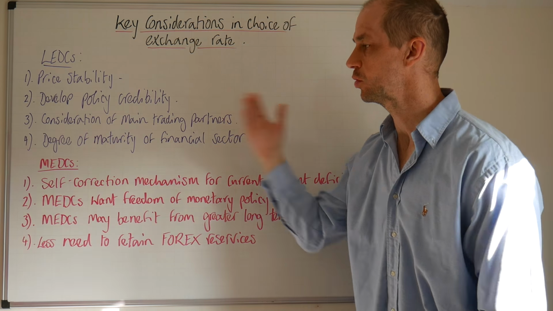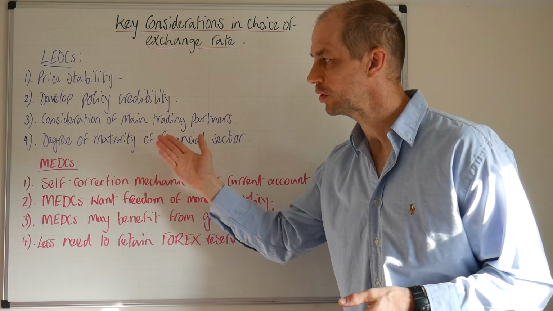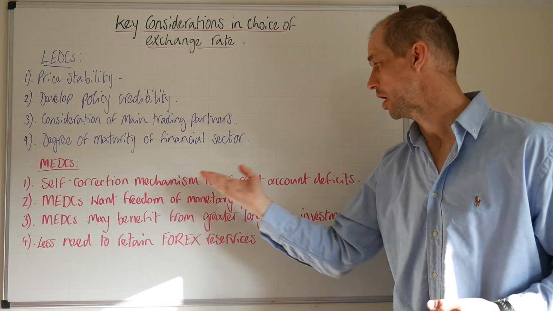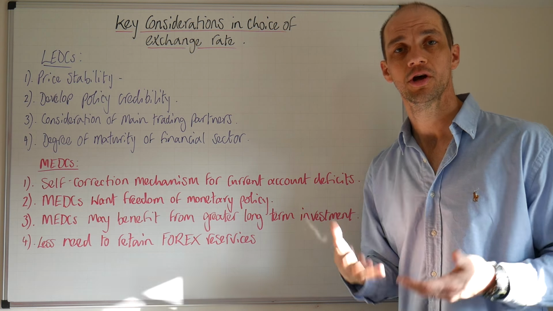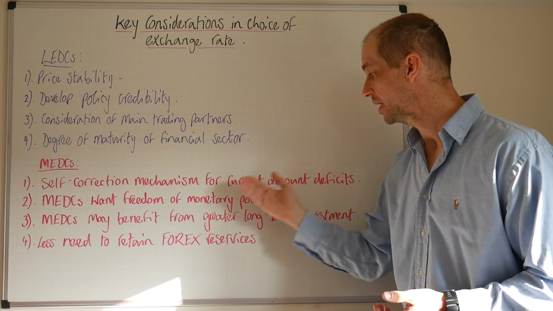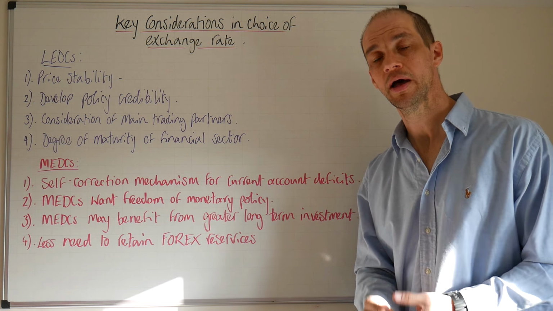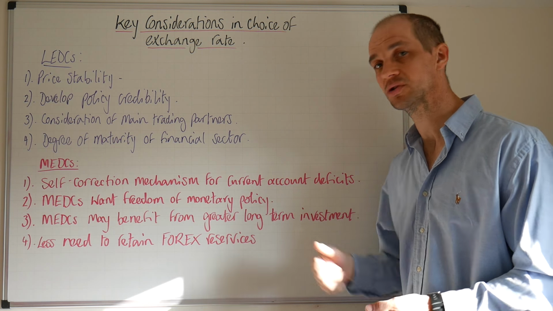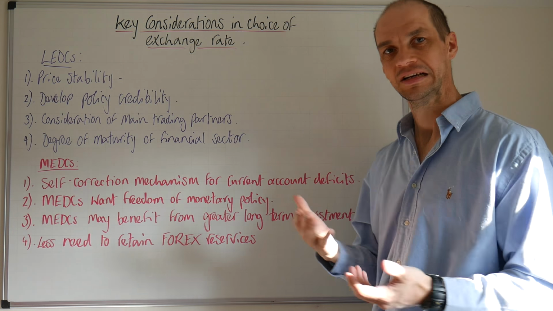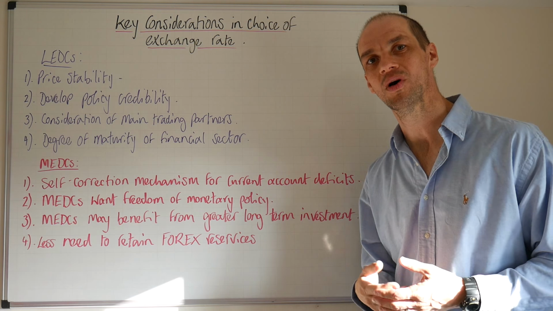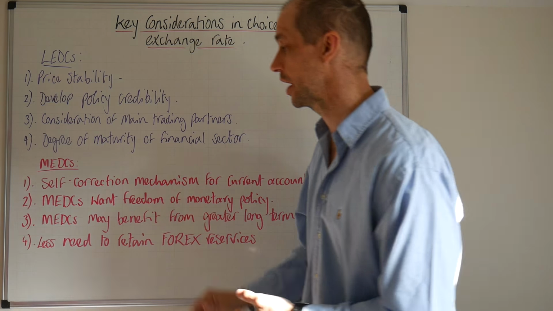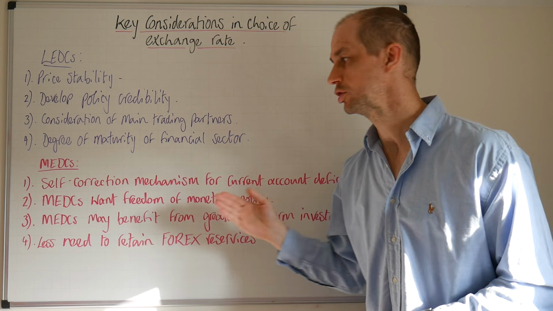Okay, now when it comes to MEDCs, well, what do MEDCs focus on? Well, they like this notion of self-correction for any current account deficits. Okay, the fact that the exchange rate can fluctuate to a degree means that their exports can become cheaper if their currency weakens in response to a current account deficit, and that can help self-correct, even though that can be quite unlikely in practice. Take the UK's current account deficit as an example there. Okay, but anyway, they do like that notion.